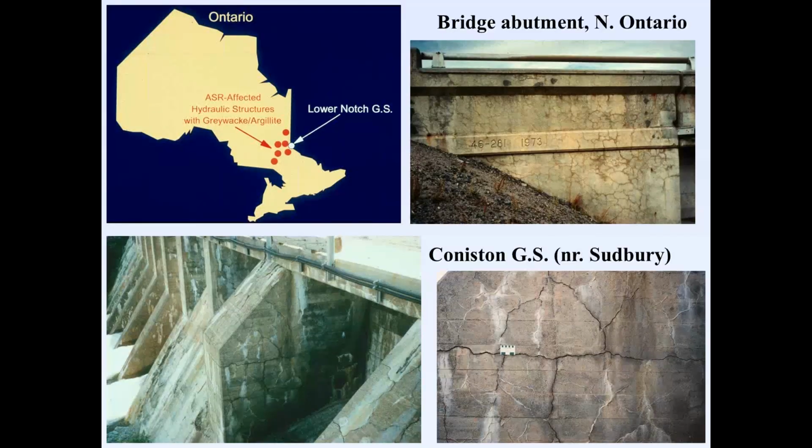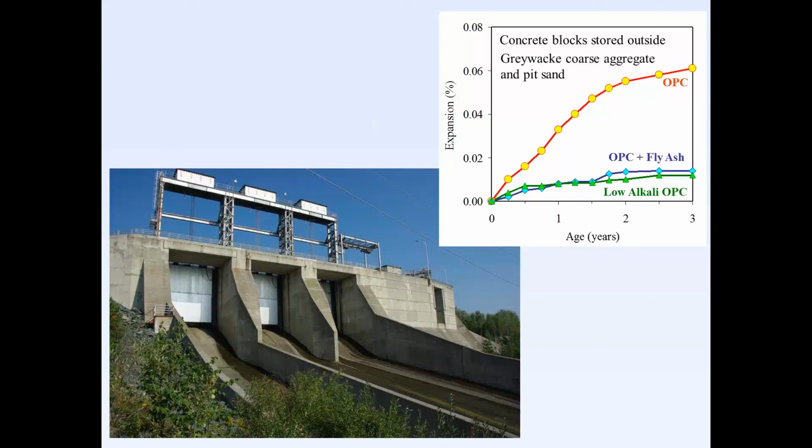Just to show you, here are some structures in the same location that were built with the same type of aggregate from the same outcrop. This is basically a graywacke argillite aggregate, and almost every structure, every major structure, highway or hydraulic structure in the neighborhood was showing significant signs of alkali silica reaction. Yet they went ahead and constructed the structure.